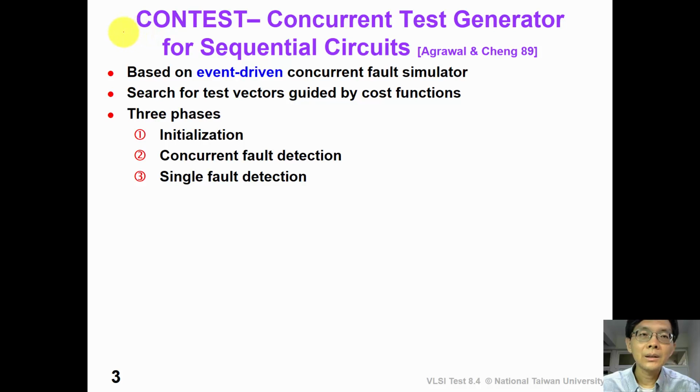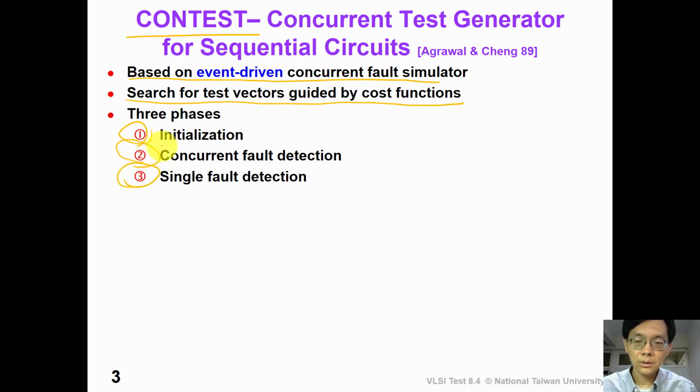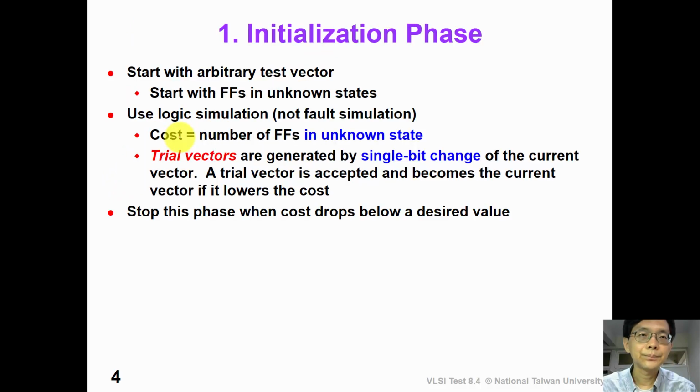In 1989, Agrawal and Cheng proposed the CONTEST ATPG for sequential circuits. The CONTEST algorithm is based on an event-driven concurrent fault simulator. It searches for test vectors guided by certain cost functions. There are three phases in the CONTEST algorithm. First is the initialization phase, the second is concurrent fault detection, and the third is single fault detection. We will introduce these phases in the following slides.